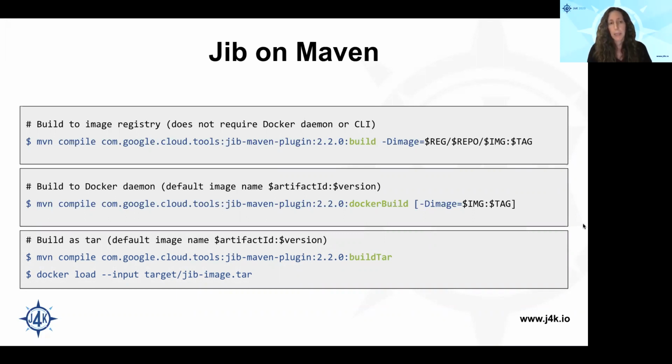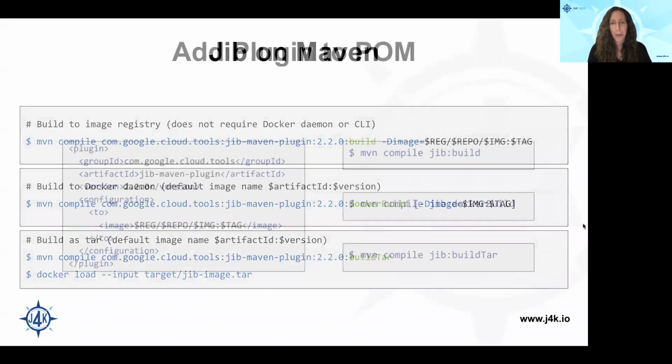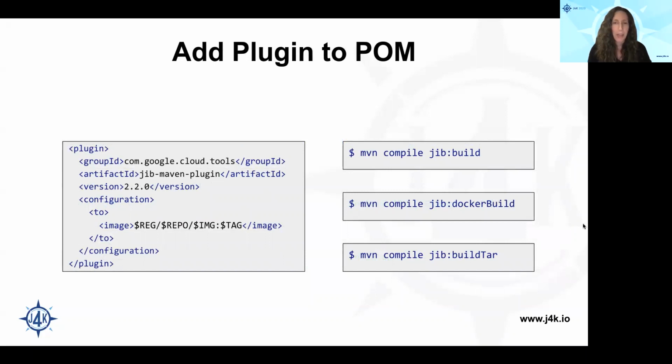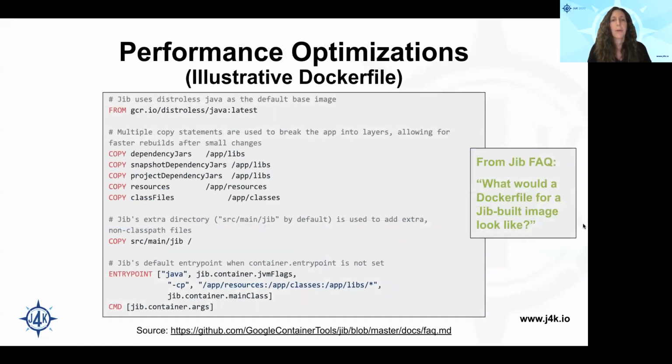It's a bit of typing to type that whole Jib Maven plugin address. So of course you can just include that as with any other Maven plugin into your POM file, or you can just add the goal of your choice into the package lifecycle, and then a Maven package would produce an image.